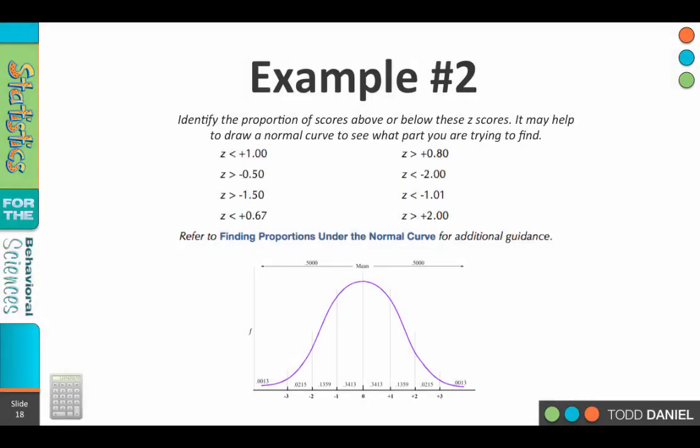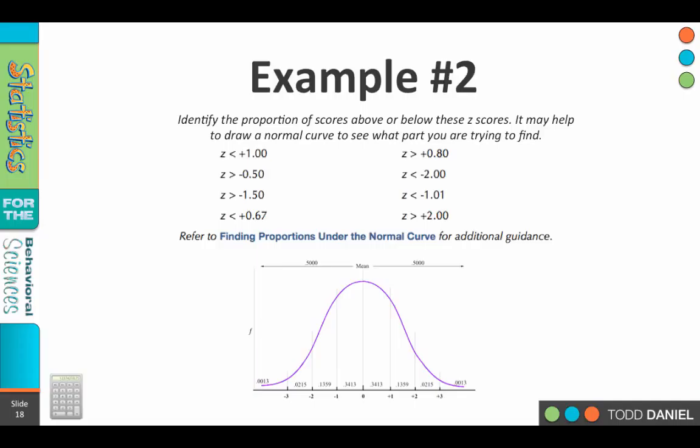Now let's do a second example. This time, I want you to identify the proportion of scores above or below these z-scores. Now, this will be much easier if you draw a normal curve to see what part of the curve you were trying to find. So let's start with this first example. Notice now that the scores are not z equals 1.00, but z less than 1.00. What are the proportions of scores at or below this number?